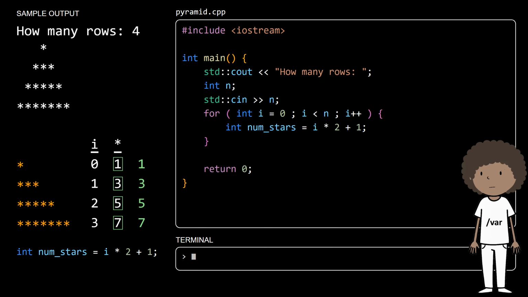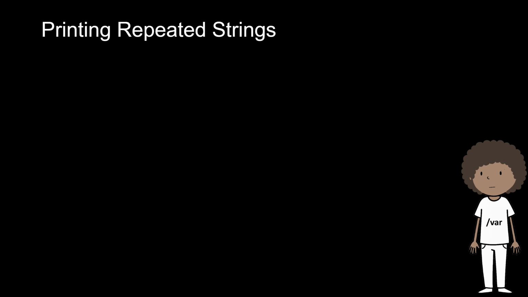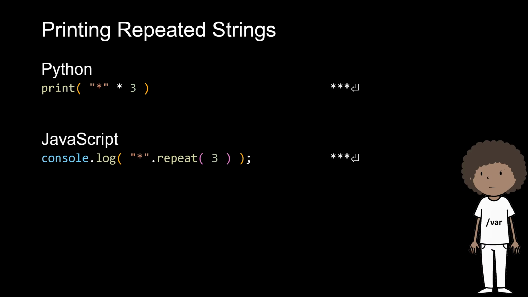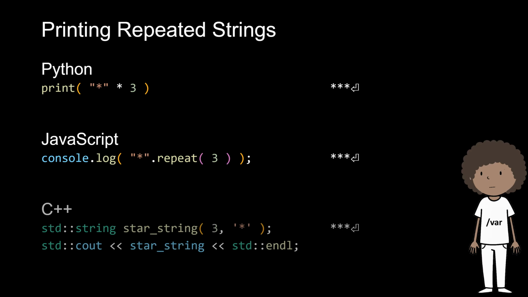Okay, so now we know how many stars we want to print, but how do we actually print that many stars? If you watch the Python version of this video, you'll see that we use Python's built-in ability to multiply a string by a number to make a new string with that string repeated. And in the JavaScript version, we use the built-in string repeat function to do the same. C++ doesn't have either of those built in exactly, but if we check the documentation for the string type, there is a string constructor that lets you repeat a single character any number of times.